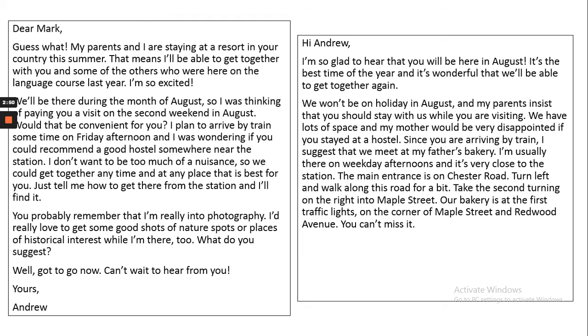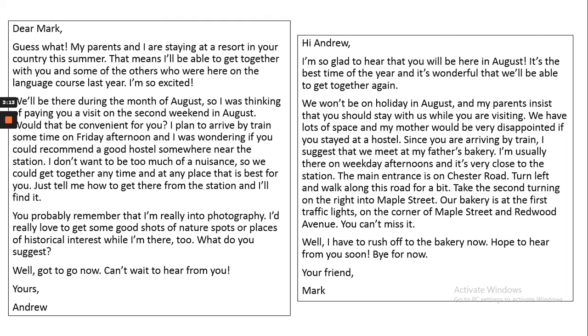The main entrance is on Chester Road. Turn left and walk along this road for a bit. Take the second turning on the right into Maple Street. Our bakery is at the first traffic lights on the corner of Maple Street and Redwood Avenue. You can't miss it. Well, I have to rush off to the bakery now. Hope to hear from you soon. Bye for now, your friend Mark.